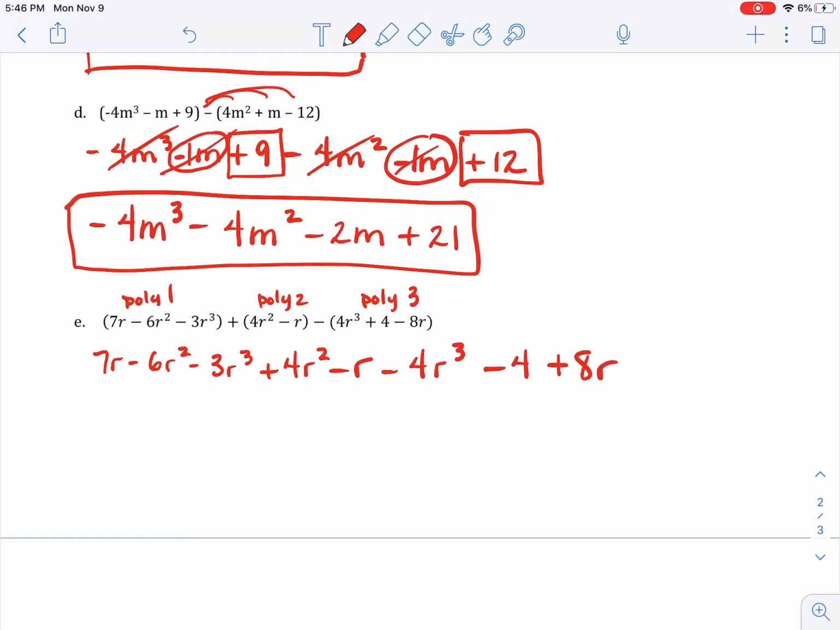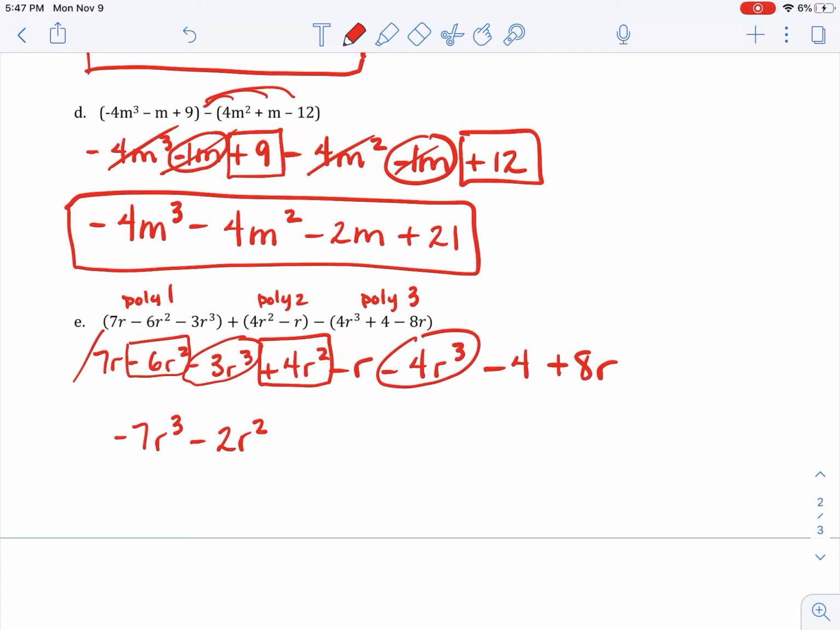Now I'm going to look to combine like terms. I see the biggest exponent is a 3, so I'm going to grab the two terms that have a 3 as their exponent. I'm going to add up the numbers in front, and I get negative 7r to the third. The next biggest exponent I see is an r squared, so I'm going to take those and add them up. So I have a negative 6r squared and a positive 4r squared. That's giving me negative 2r squared. The next biggest thing I see is a 7r and an 8r. I mean the next biggest exponent I see. And that's a positive 15r.